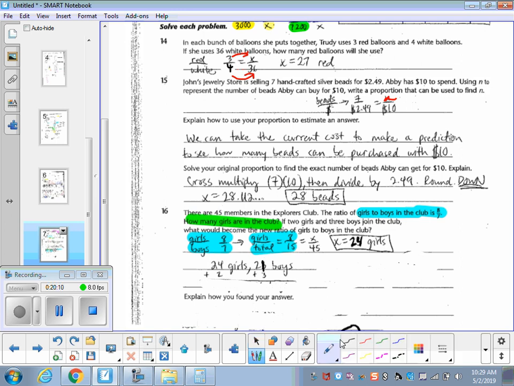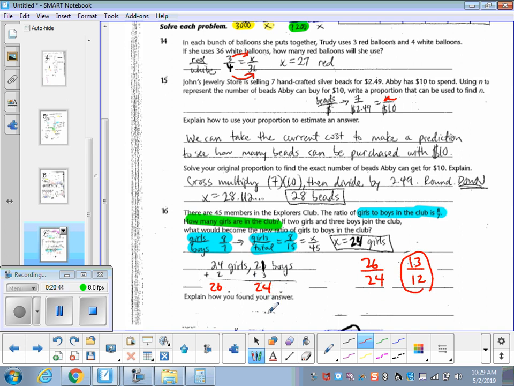And now the next part says, if 2 girls and 3 boys join the club, what would become the new ratio of girls to boys? So if I add 2 girls, I've got 26 girls. Now if I add 3 boys to that, I've got 24 boys. So the new ratio, we're now comparing 26 to 24. And so now when I divide these by 2, I get 13 twelfths. So that means the new ratio is 13 twelfths.